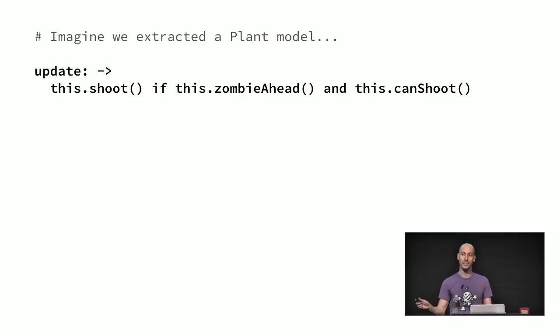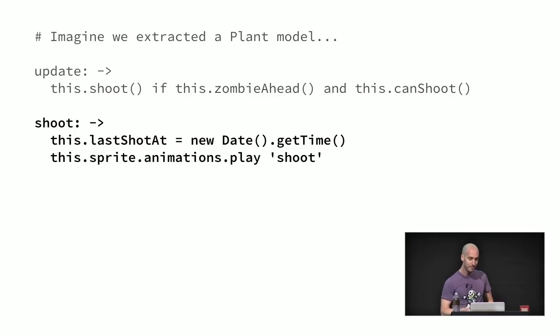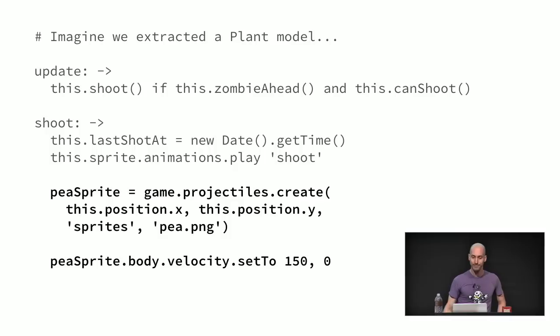So this is like wish-driven development, right? This is the API we like. I want to shoot if there are zombies ahead and I can shoot. Now we need the can shoot because otherwise it would be rapid fire, right? It would be shooting every frame. And while that's pretty cool, that's something we want to reserve for like a power-up and not the normal shooting state. So shoot, we're just gonna remember when we just last shot and we're gonna play the shoot animation.